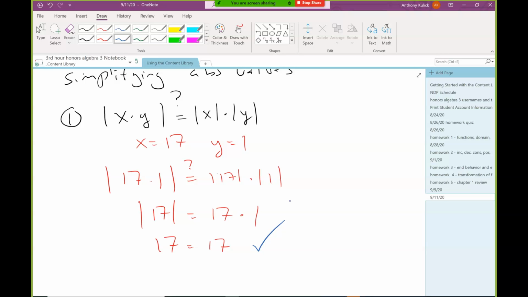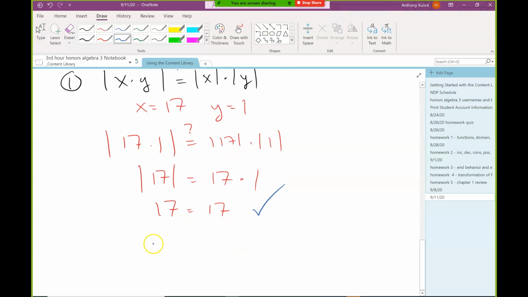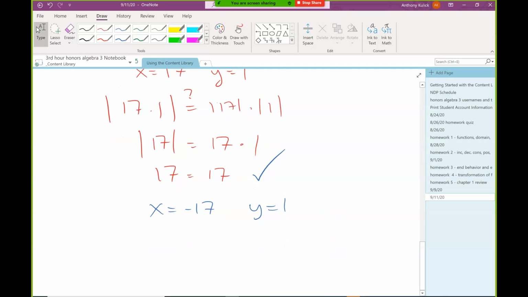Now, Anthony, what did you say? What if it's negative? Which one? Either one. So let's just pick x to be negative 17, and we'll pick y to be positive 1. Let's see if it works then. We know it at least works sometimes, because when they're both positive, it seems like it works. And there's probably no reason to believe that with any two positive numbers you're going to run into a problem. But we know the absolute value does something to the negative, so let's try that.